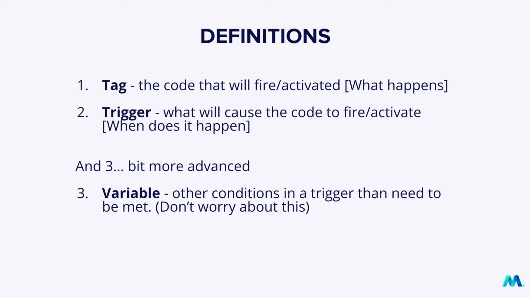And the third one is a variable. These are just other conditions and triggers that need to be met. Don't worry about this. This is quite advanced. If you get to the point where this is something you need, you're probably at the point where you're using Google Tag Manager quite well and you'd be able to figure this out for yourself.